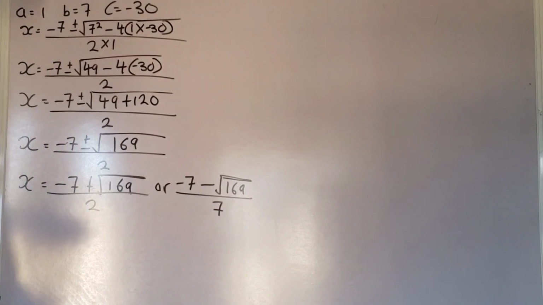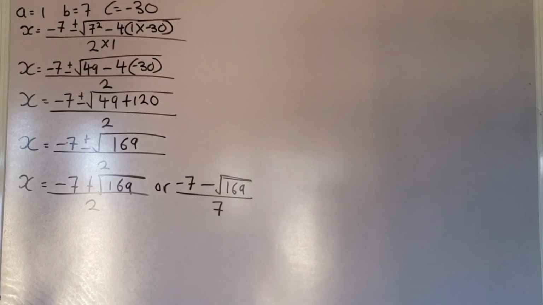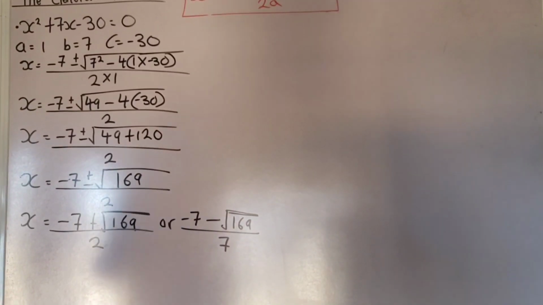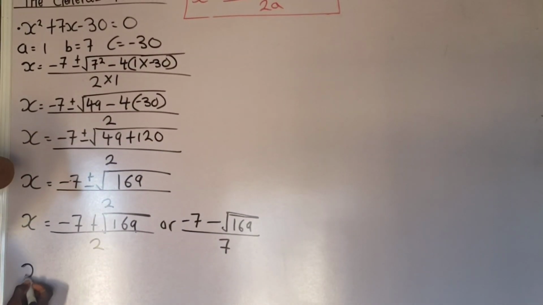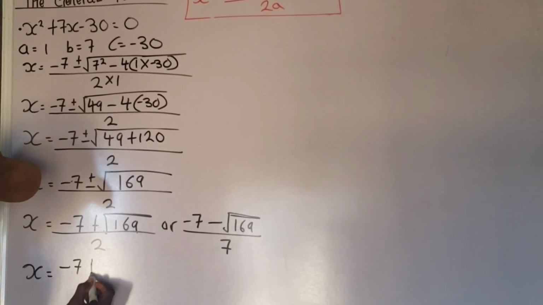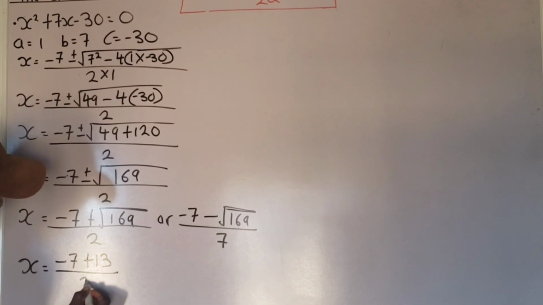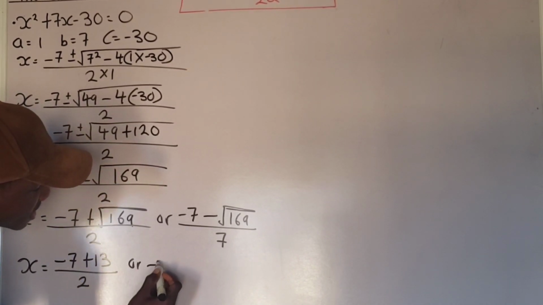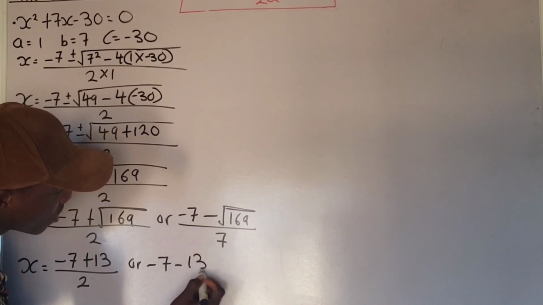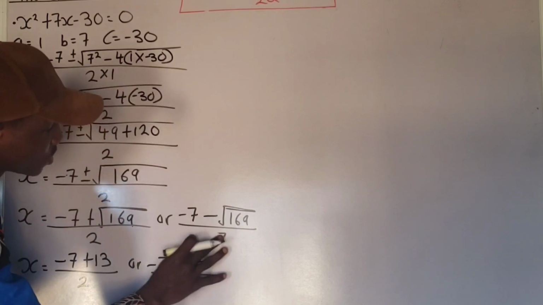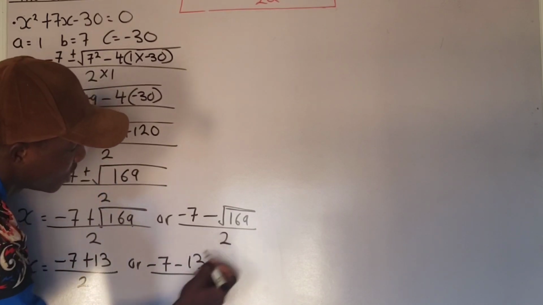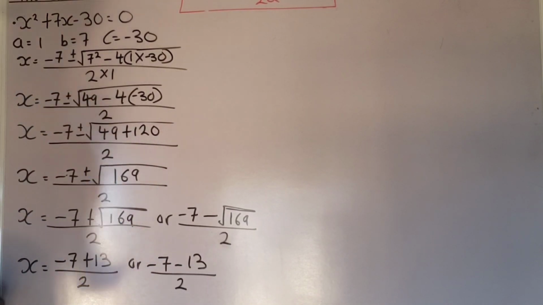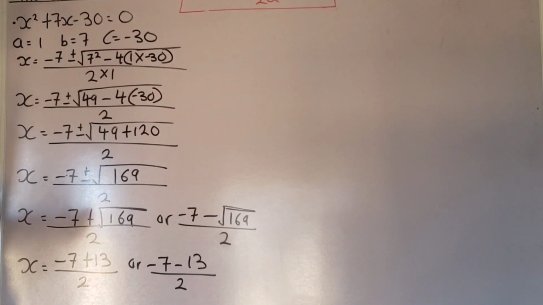Now, what is the square root of 169? The square root of 169 is 13. So for the first part, I'm going to have x equals negative 7 plus 13 all over 2, or negative 7 minus 13 all over 2.